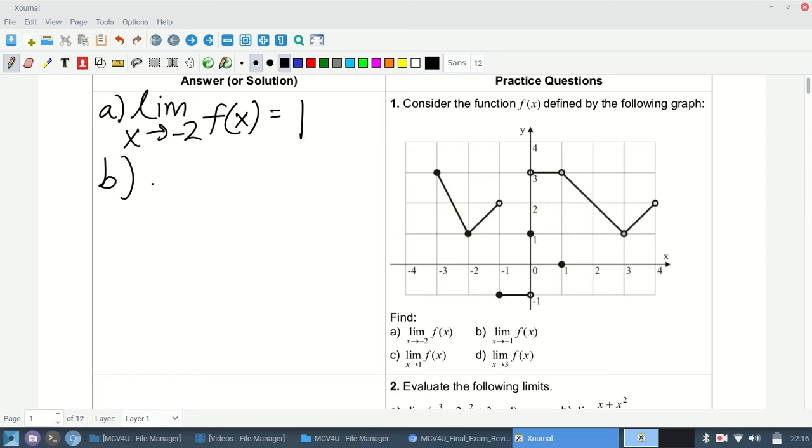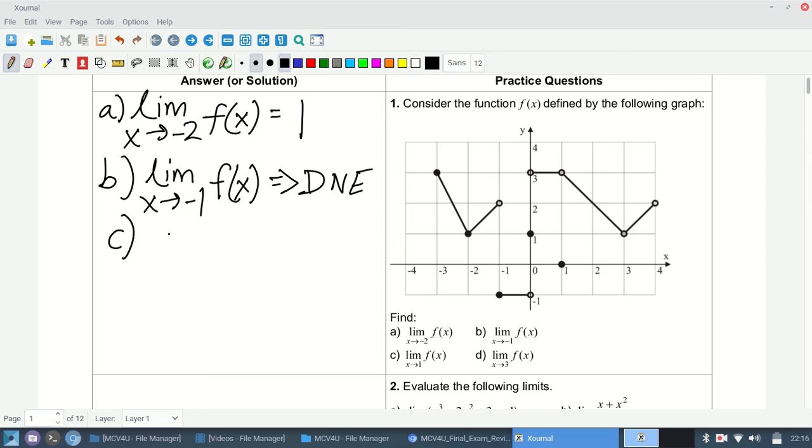Part B, limit as x approaches -1 of f of x. Now for -1, we've got an issue. There's a discontinuity. From the left, we've got a y value of 2. From the right, we've got a y value of -1. So in that case, the limit does not exist. Next, we've got the limit as x approaches 1 of f of x.